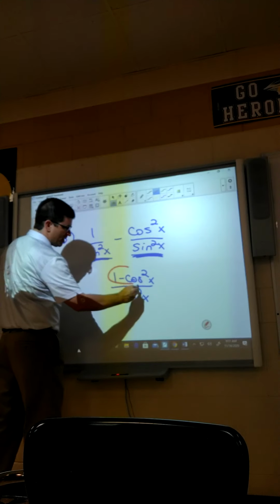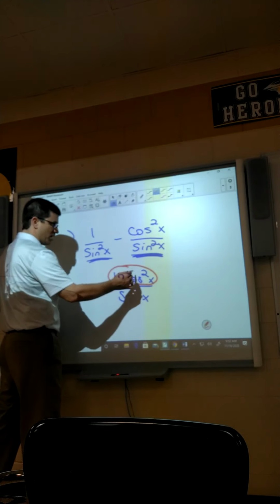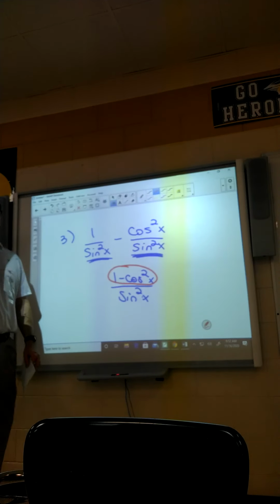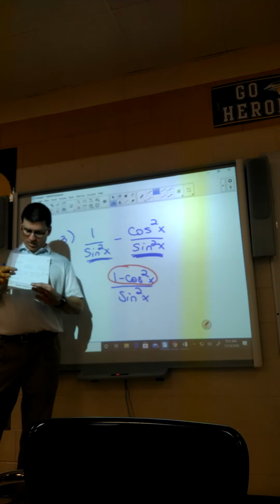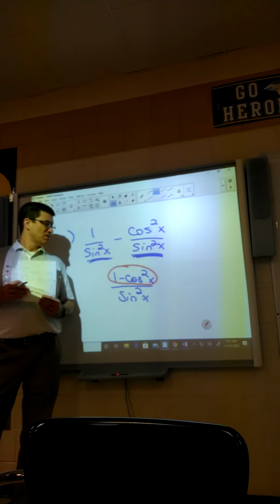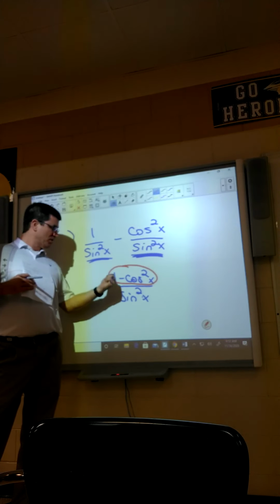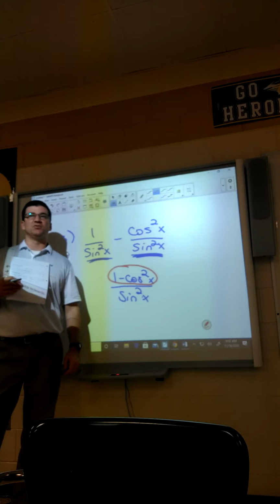Anytime we have something that's got a squared in it, it doesn't matter if it's sine squared, secant squared, or cosine squared. If it's got something squared in it, we're going to look on this section that says Pythagorean identities, and we're going to switch it out. So, can y'all find somewhere in that middle section what 1 minus cosine squared changes into?